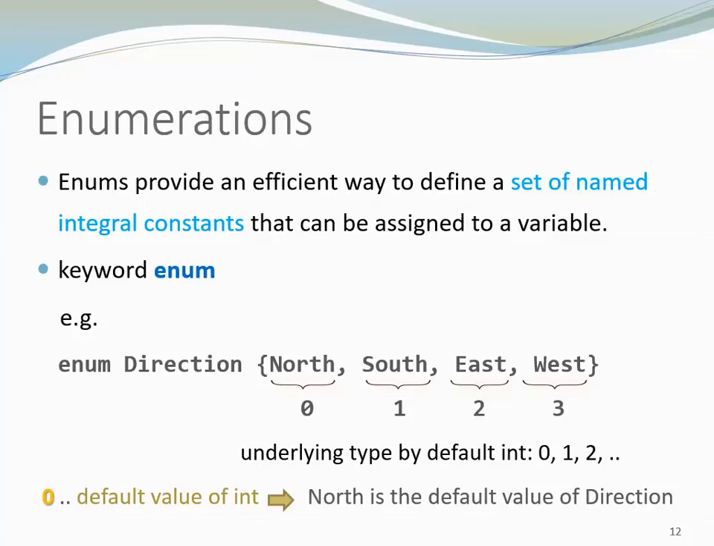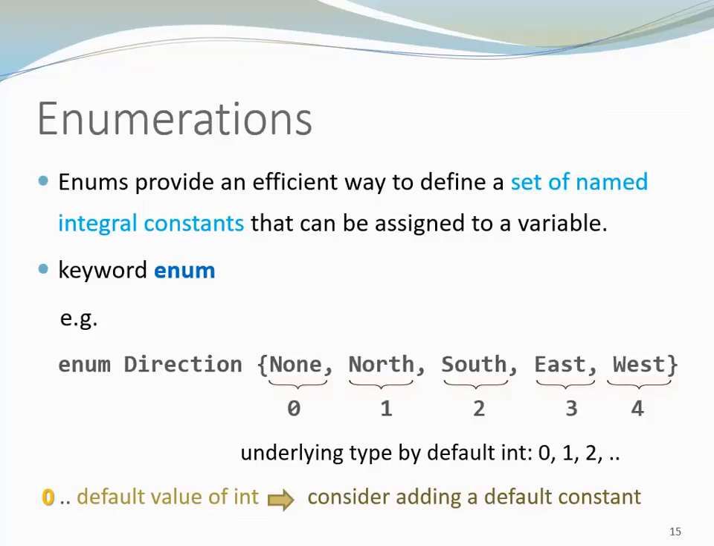0 is the default value for an integer, so the enum constant that has 0 associated with it is the default value of my enum. Now in my case, the default for direction is north, and north doesn't really make sense. Many times it's good to consider adding a default constant, like this. I could have none, that means not specified, that we don't know yet, and then we have our other options like north, south, east, west.